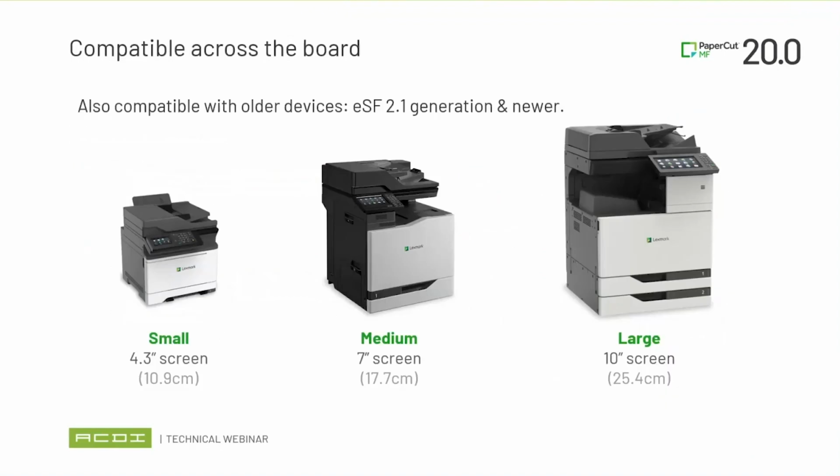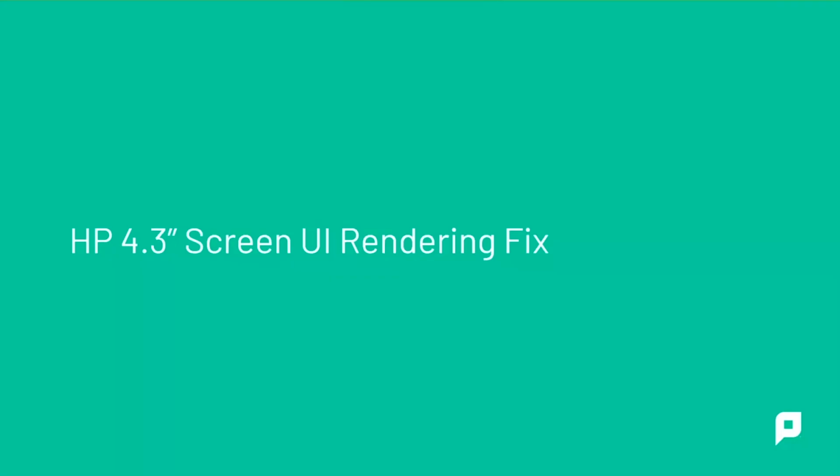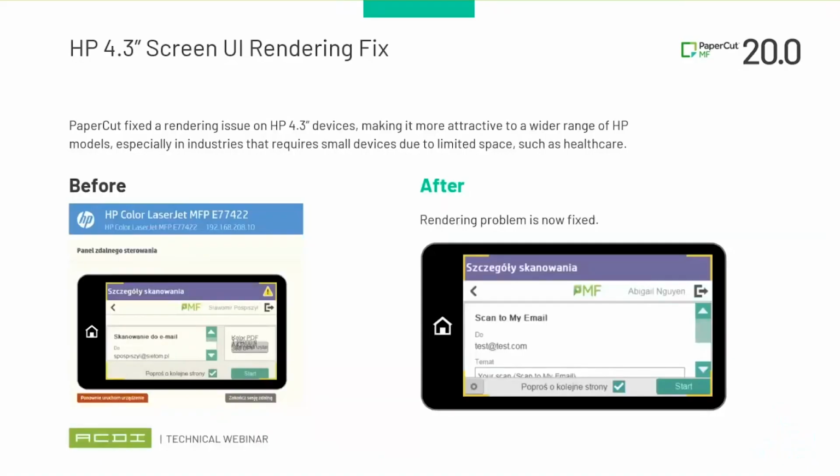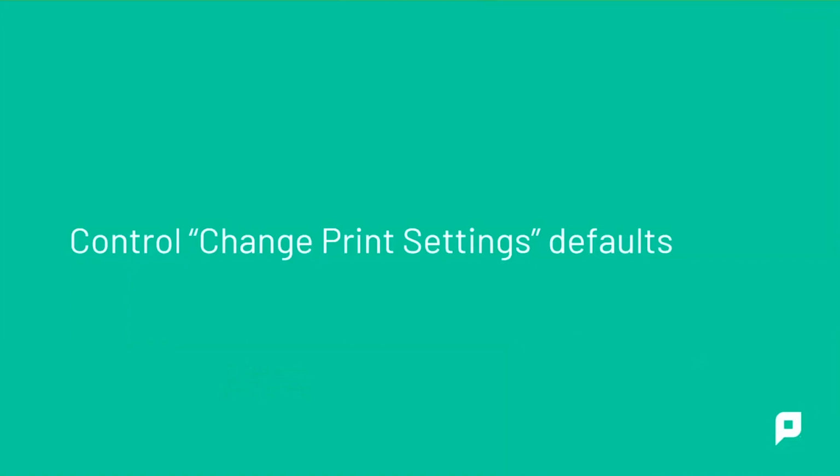You'll find managed and secure integrated scanning functions on older generations and the smaller 4.3-inch screen devices. Speaking of 4.3-inch screens, for HP devices, there's a fix on those smaller screens to fix a rendering issue. As you can see from the before and afters, this makes the smaller HP screen look really nice.